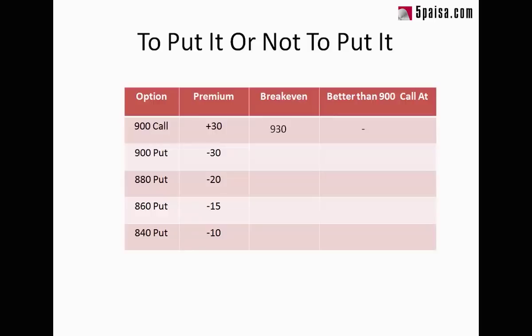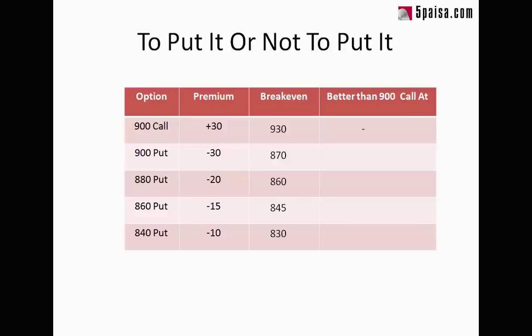For the 900 put to break even, you have to recover the premium which you've already paid, which means the stock has to go down at least 30 rupees below the 900 mark, so 870 is our break-even number. For the 880 put, this number is 860. For the 860 put, where the premium is 15 rupees, this number is 845. And for the 840 put, which has a premium of 10 rupees, you have to recover this premium, so this number is 830, when the stock price goes below the strike price by 10 rupees.